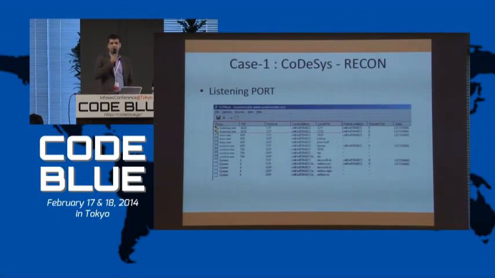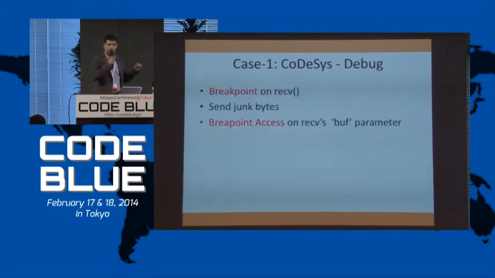First, we start with the recon step. We try to find potential inputs. For example, this application listens on a TCP port, so this is a potential input for us. We can track this input and analyze functions. So what do I do for hunting vulnerabilities in this application?